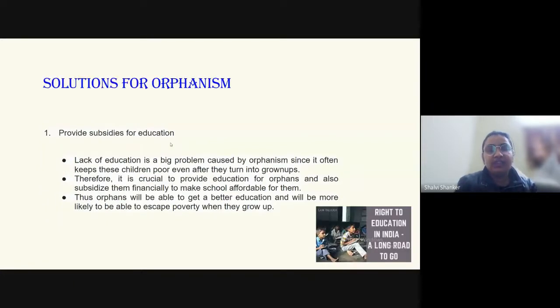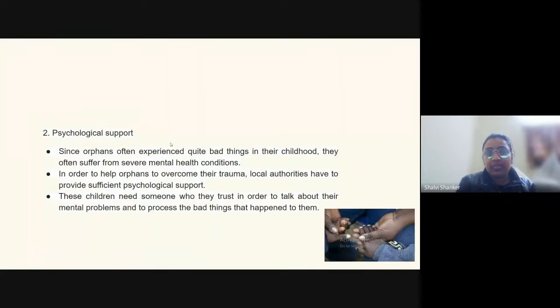Solutions to orphanhood. Provide subsidies in education. Lack of education is a big problem caused by orphanhood, since it often keeps these children poor even when they grow up. Therefore, it is crucial to provide education for orphans, and also subsidize them financially to make it affordable for them. Thus orphans will be able to get better education and be more likely to escape from poverty as they grow up.